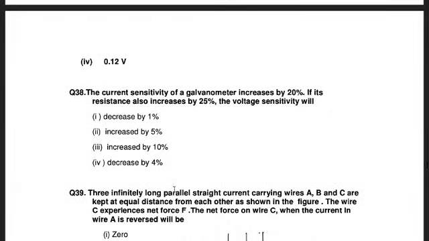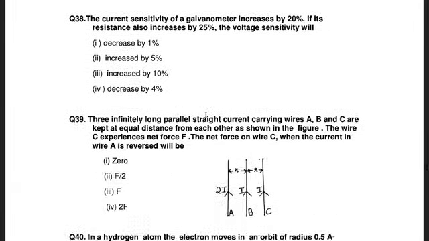Question number 39. The three infinitely long parallel straight current carrying wires A, B and C are kept at equal distance from each other as shown in the figure. The wire C experiences net force F. The net force on wire C when the current in wire A is reversed will be option 1, 0; option 2, F by 2; option 3, F; option 4, 2F. Correct. The answer is option 1, 0.